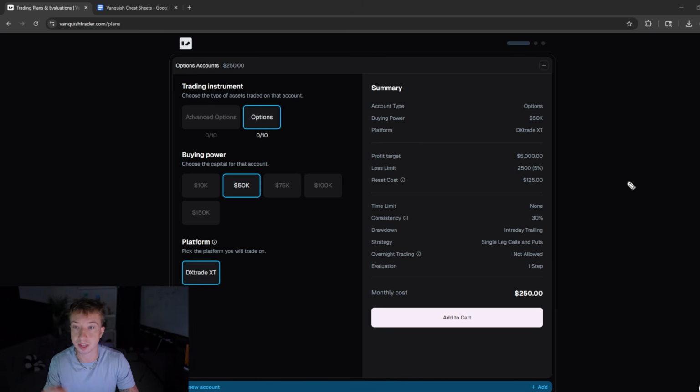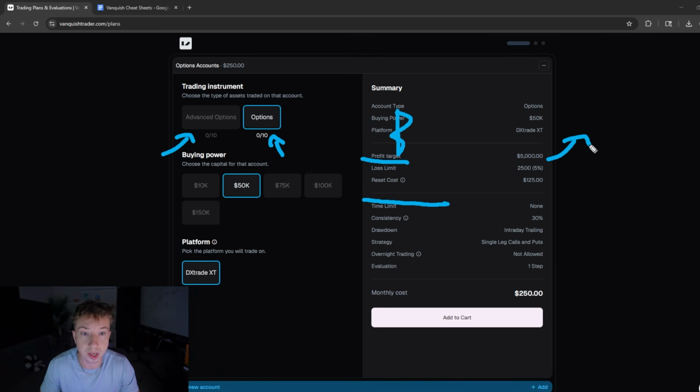The way that we calculate the consistency rule is a little bit different on both accounts. On the basic account, the way that it tracks the consistency rule is per trade, right? Since in order to pass the eval, it's per trade, the consistency rule is also per trade. And if you guys don't know what a consistency rule is, basically it says that you're not able to make more than 30% of your total profit target in a single trade. Now, you can make more than this, but your profit target will also increase, because it's 30% of something higher.